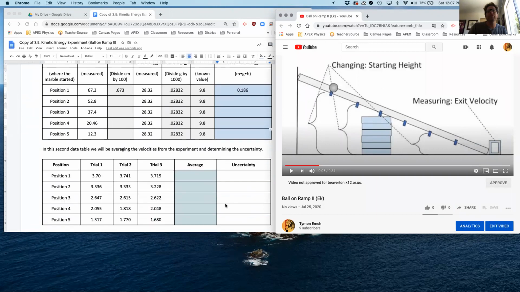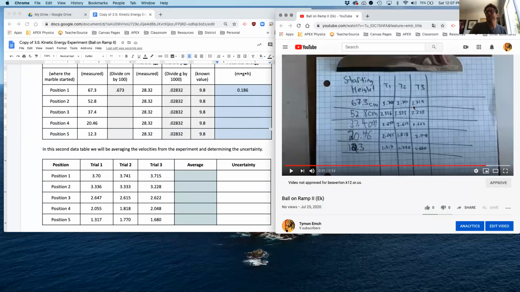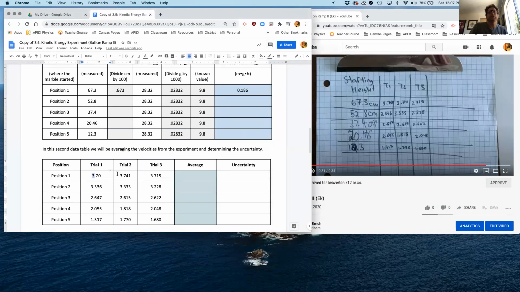So the next thing that we do is get the averages of our speed. That's where this data table comes in right here. You just take the average of these three, get the average. Also calculate the uncertainty. Average of these three right here, calculate the uncertainty, average, uncertainty, average, uncertainty, average, uncertainty. Okay, so for the last data table, we don't do any more calculations, we just copy.